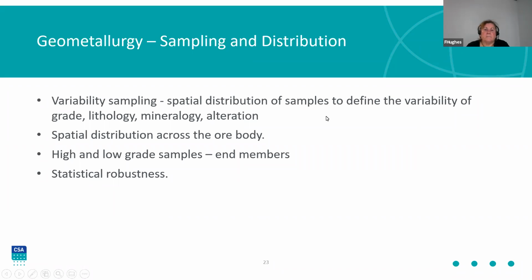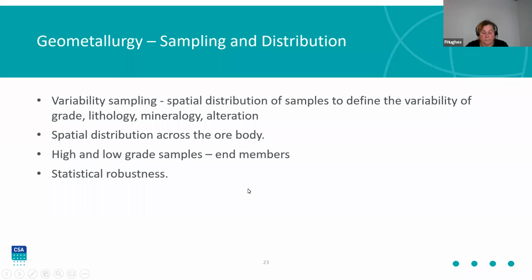So this variability sampling for geomet is to define the variability of grade, lithology, mineralogy, alteration, which we often do anyway when we're doing our modeling from sample populations from geochemistry. The key thing is to get a spatial distribution across the ore body, which means that you need to incorporate high grade and low grade samples, waste, enough to get statistical robustness so that you've got a pretty decent idea of what your histogram for your geomet sampling would look like.